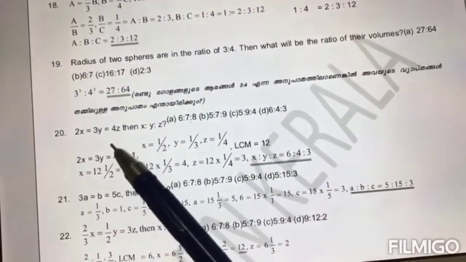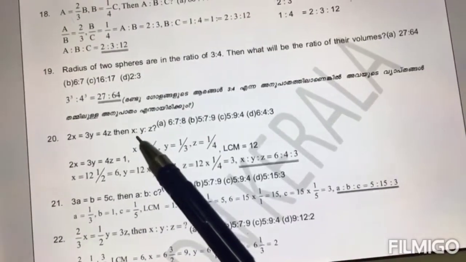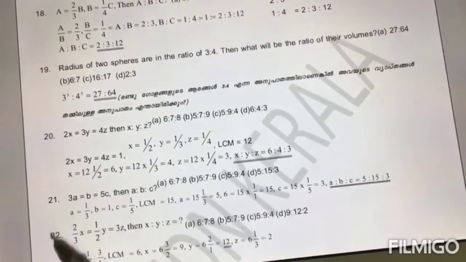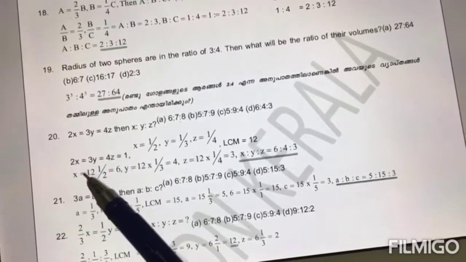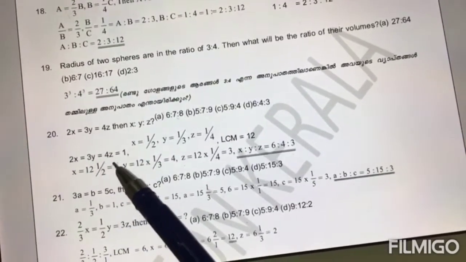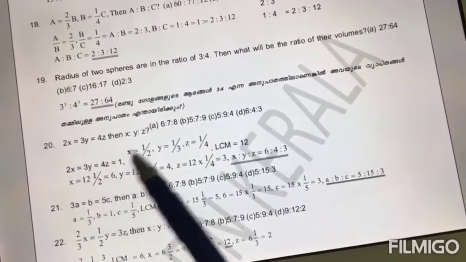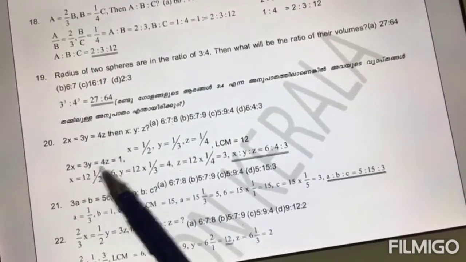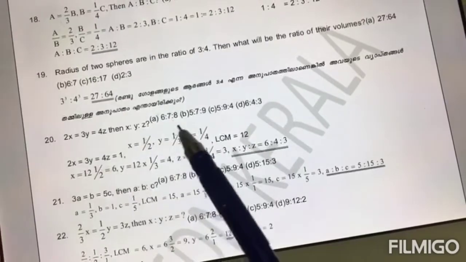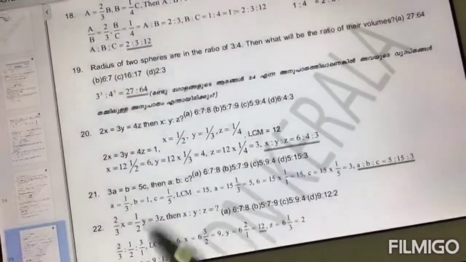Number 20. 2x is equal to 3y is equal to 4z. Then what is x is to y is to z? Okay. Let us first assume that 2x is equal to 3y is equal to 4z is equal to 1. Okay. Therefore, x is equal to 1 by 2, 3y is equal to 1, therefore y is equal to 1 by 3, 4z is equal to 1, therefore z is equal to 1 by 4.